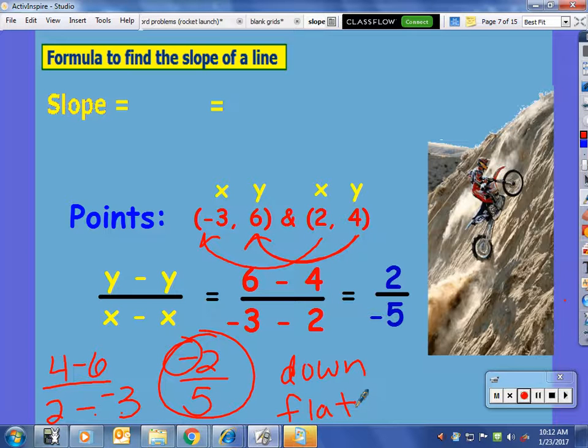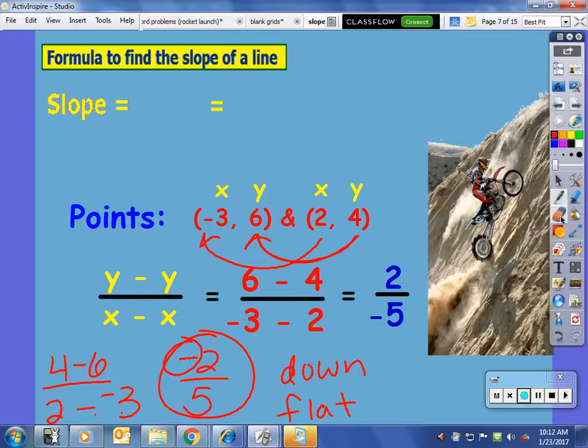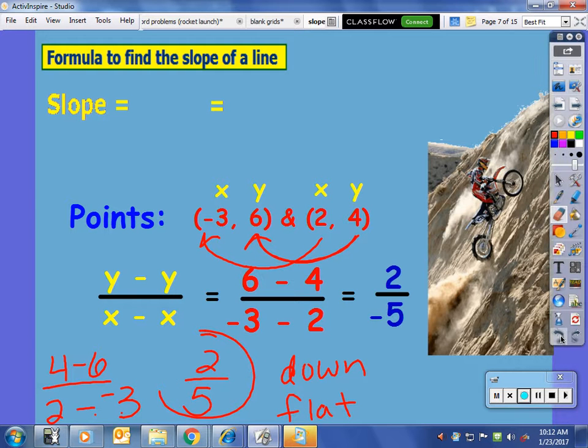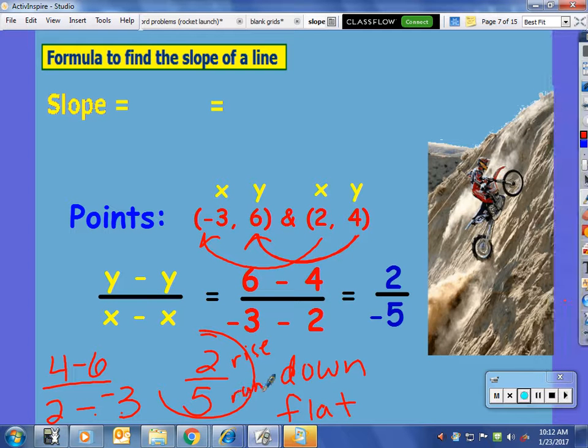Why would it be considered flat? Not because of the negative sign. When you are talking about steep or flat, you take the negative sign off. You just look at the digits. Is it rising more or is it running more? It's running more. If it's running more, it's going to be flat. If it's rising more, it's going to be steep.